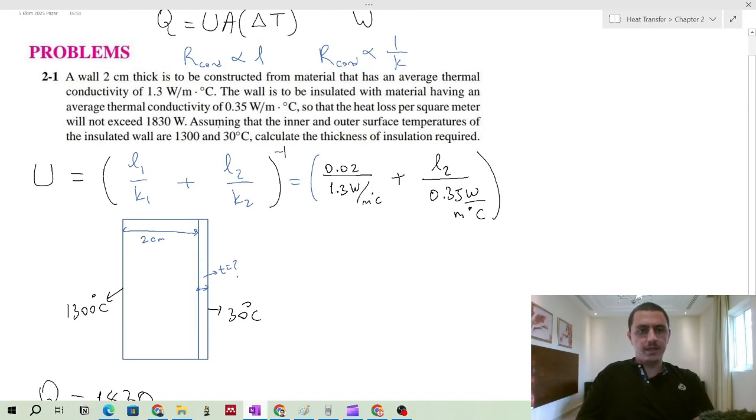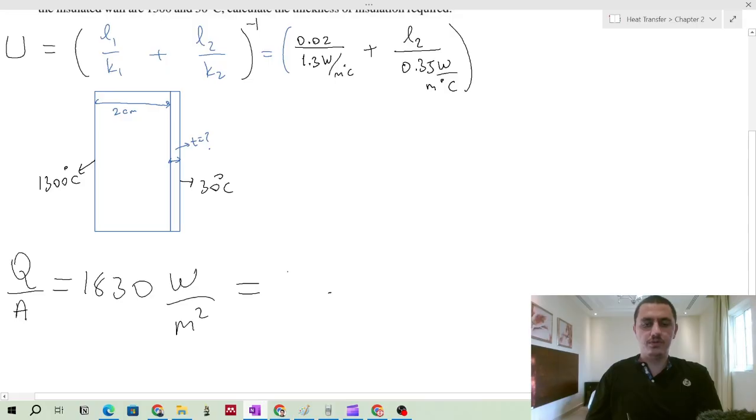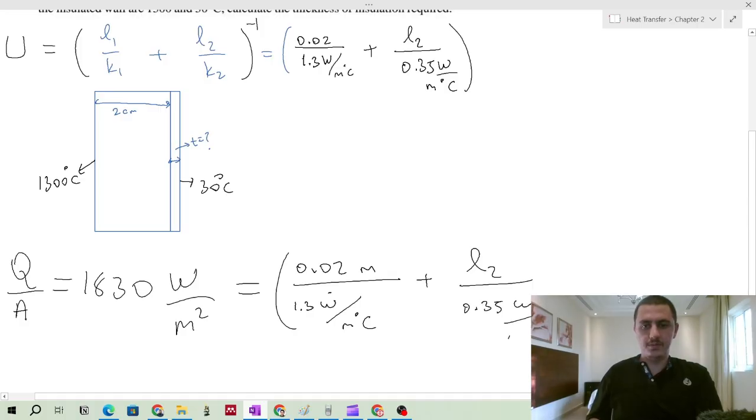What about the area? Here, this is given as the loss per square meter. So that means this is not capital Q, it is Q over A. Q over A is given, in watt per meter squared, and that's equal to U A delta T. But A goes to the other side, so you have U times delta T. And U is given as what we derived. So here you have meter over 1.3 watt per meter degrees Celsius, plus L2 over 0.35 watt per meter degrees Celsius. This is to the power minus 1, and you have the temperature difference.